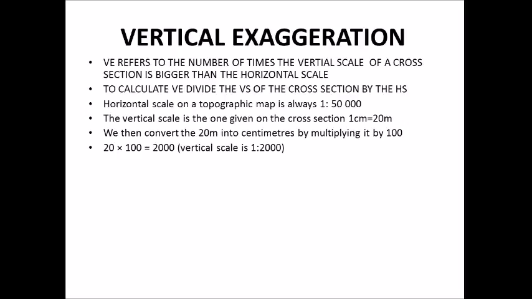Now, the formula for calculating the vertical exaggeration is VE equals VS over HS. Now let's put in the values. 1/2000 is our vertical scale. Then we divide it by 1/50,000, which is our horizontal scale, which we then fractionalize, so it is 1/2000 times 50,000 over 1. Then it will give us 25. This cross section has been exaggerated 25 times.